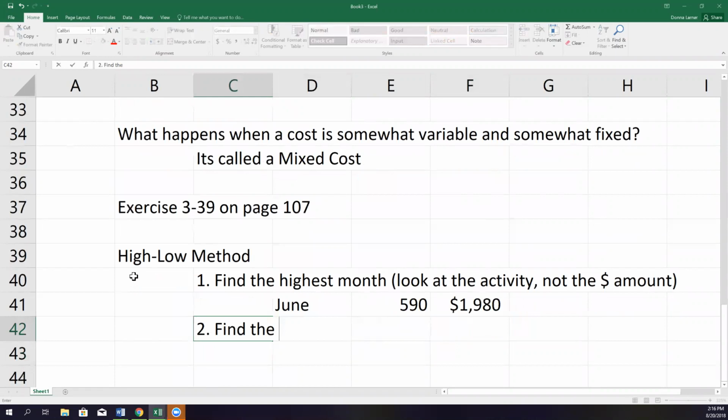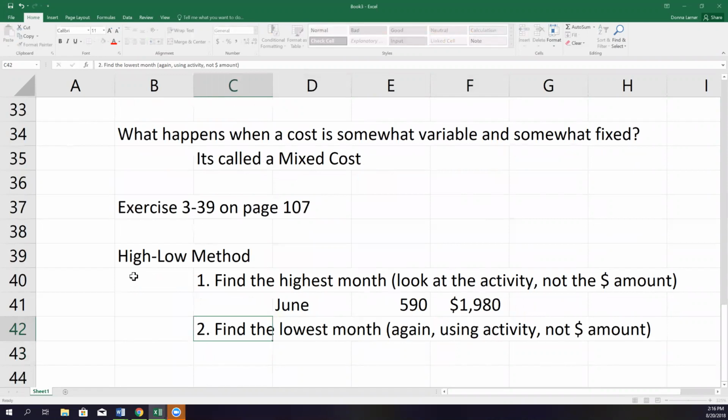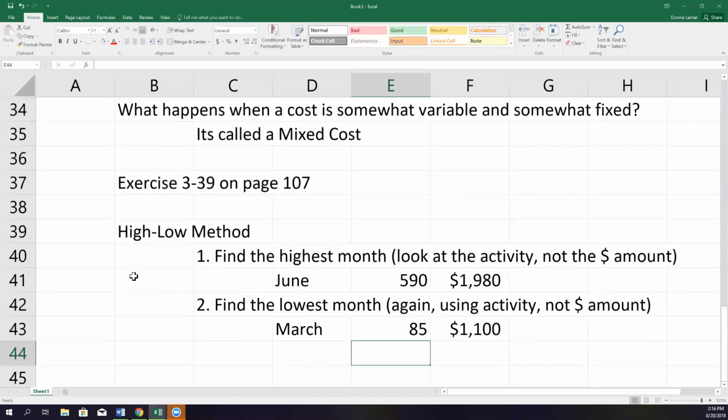The second one is find the lowest month. And again, I'm going to go through the activity, and that happens to be March. And there's only 85 deliveries, and it's still $1,100. You would think it'd go down a whole lot more than that. 590 didn't cost us even $2,000, but 85 cost us $1,100. So there's a pretty big fixed cost in this.